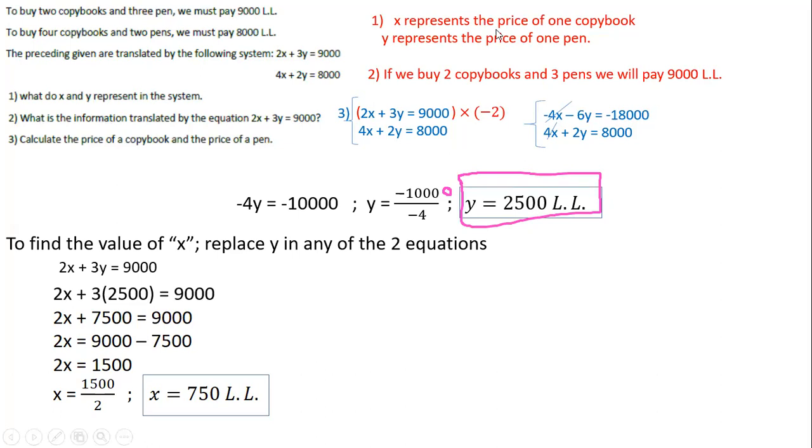Did we remember this, how we solve a system of two equations? Always, whenever we solve a system of two equations, after getting the value of the first variable, to get the value of the second variable is very easy. The value that I found, we replace it in any of the two equations to find the second variable.